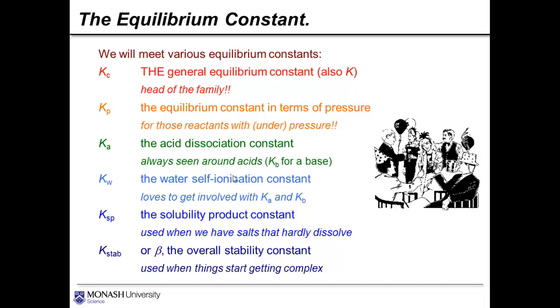In fact, if we multiply H3O+ concentration by OH-, we get the value for Kw. Ksp is the solubility product constant. It's used when we have sparingly soluble salts. And K-stability is one we'll talk about a little bit towards the end of this topic.